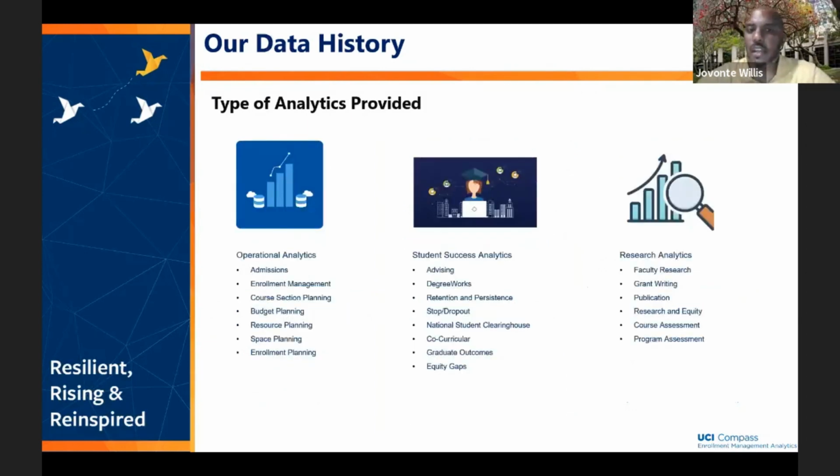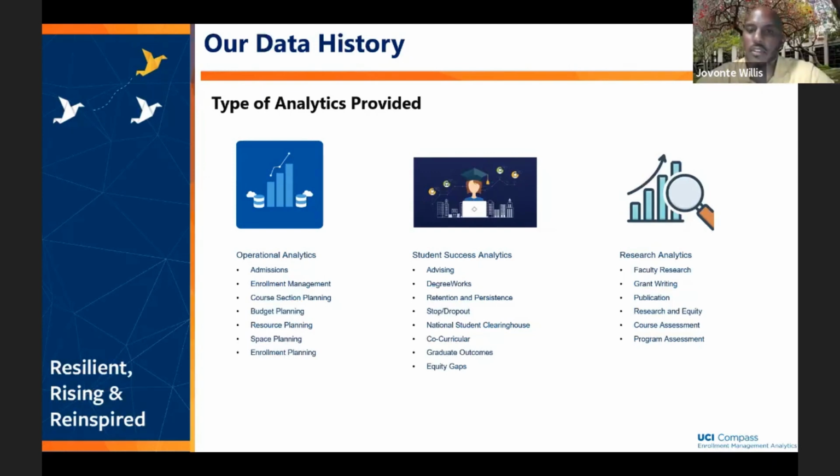So what are some of the types of analytics we provide? There are three different areas that we provide analytics for. The first one is operational analytics, which includes helping people understand the admissions life cycle, pipeline, enrollment management, course section planning, resource planning, space planning, and whatnot.